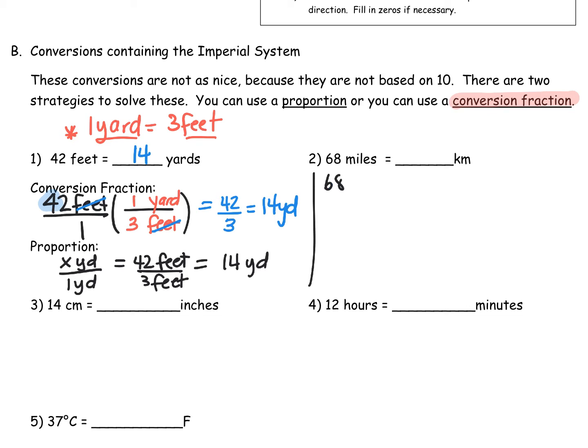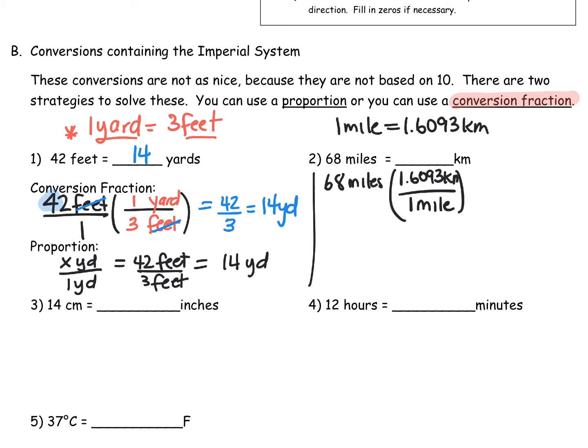So I'm going to start with the conversion fraction. So 68 miles. And I need to go to my formula sheet and find the miles kilometers conversion. So I can find one that says 1 mile equals 1.6093 kilometers. There's also one that says 1 kilometer is 0.6214 miles. You can use either one. I just used the one that I came across first. Now I want to set my units up across from one another, one top, one down. So this is going to be 1 mile is 1.6093 kilometers.